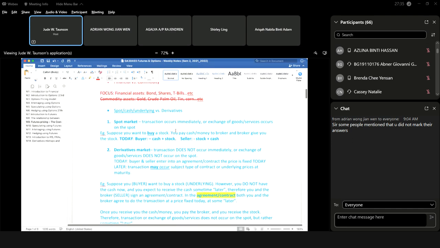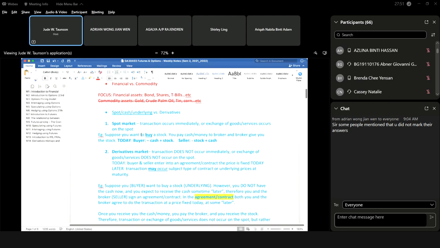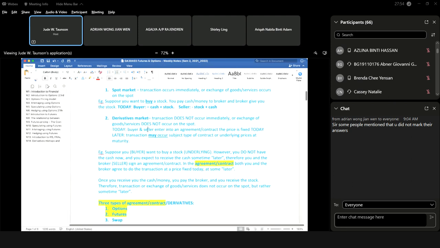So first, we differentiate between spot and derivative market. In the spot market, the exchange of goods happens immediately. I give you money, you give me the goods. In the derivative market, there are no exchanges. We only sign an agreement. I'm not going to pay you anything, and you're not going to give me the share, for example.